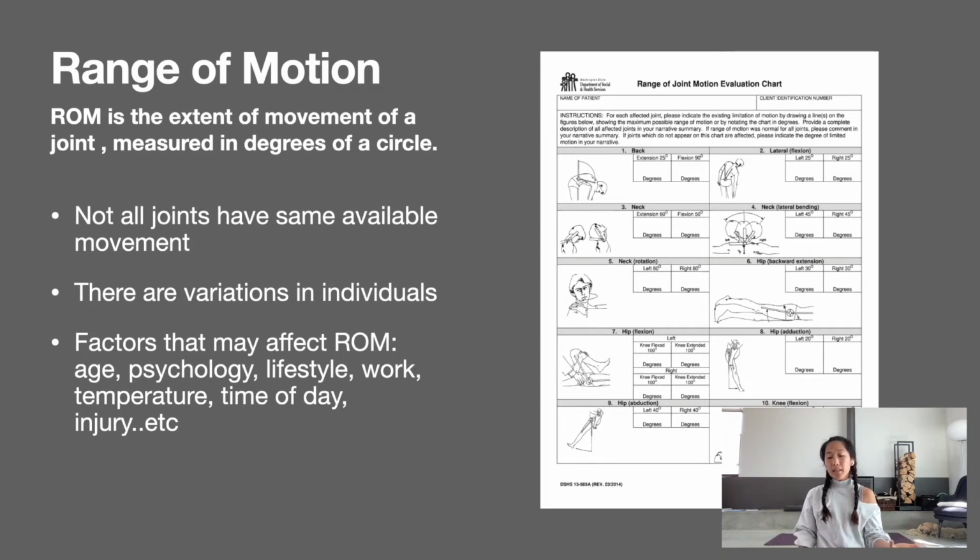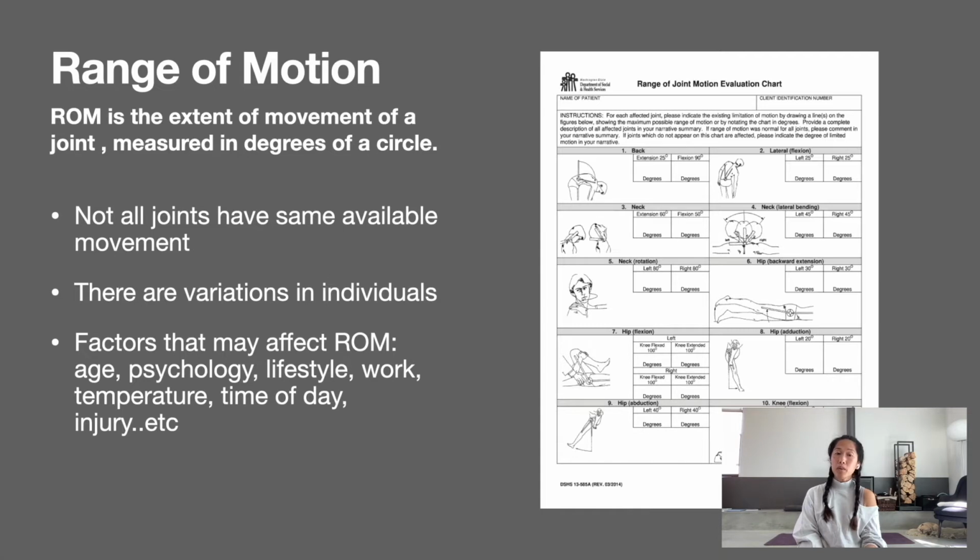You probably notice in the body, some things move a little bit more freely than others. And there's a lot of variations in individuals. So some of the factors that may affect the range of motion in an individual is age. As we get older, unfortunately, our joints do get more fibrous and a little bit tighter, and we lose range of motion. Psychology: mental health is actually a really big part in range of motion, the suppleness of the body.